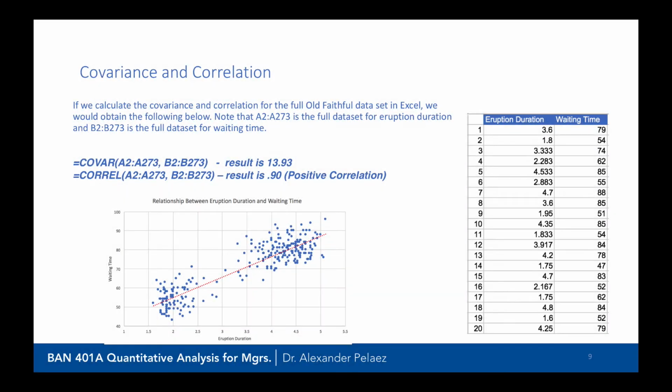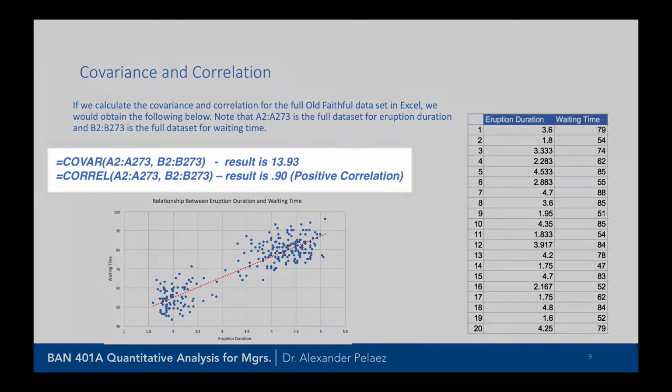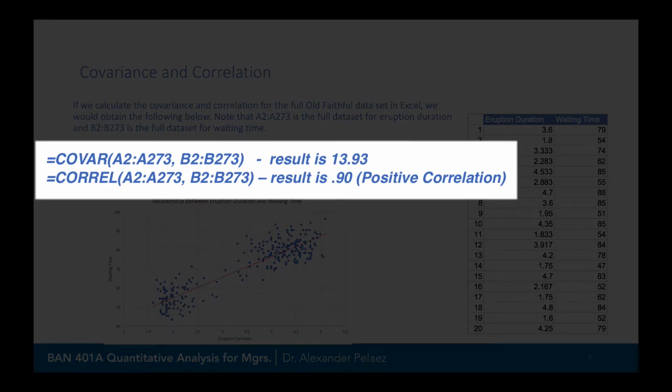So let's look at the example again. We have our data set on the right, and what we're going to do is calculate the covariance and the correlation. So we'll end up with a number here for the covariance, again, A2 to A273, B2 to B273, and the result is 13.93. Now again, that 13.93, since these are both in minutes, it's a little bit easier to say the covariance is roughly 13 minutes. However, if we had two different scales, we wouldn't be able to say that.